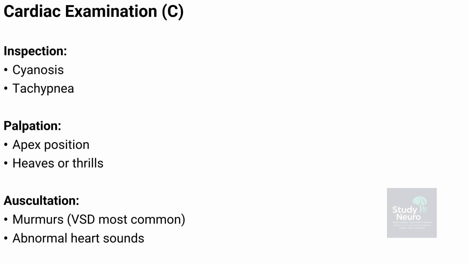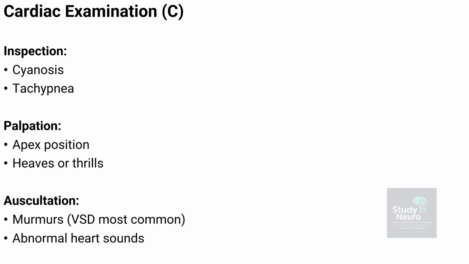Identify the apex beat, noting its position and character, as displacement may suggest cardiac enlargement. Assess for heaves or thrills, which can indicate increased cardiac workload or turbulent blood flow associated with structural heart lesions. Finally, perform careful auscultation. Listen for cardiac murmurs, with particular attention to features suggestive of a ventricular septal defect, the most commonly associated congenital cardiac anomaly in syndromic conditions.